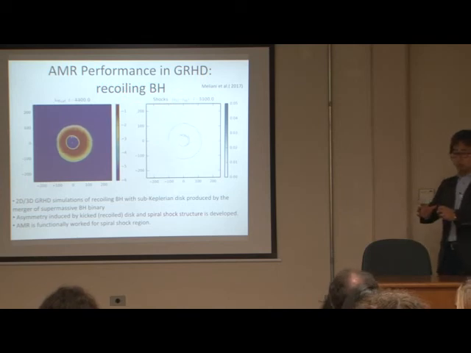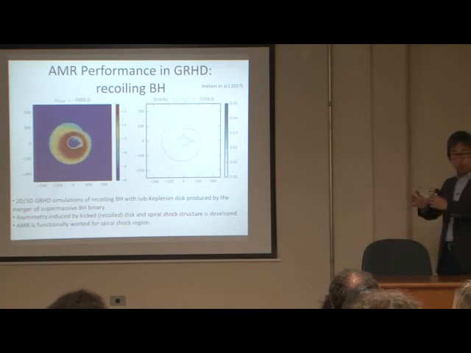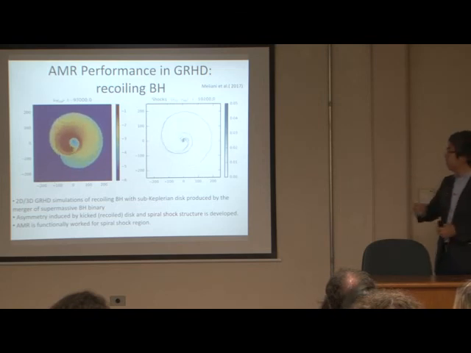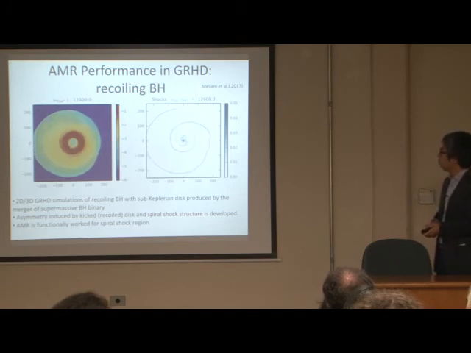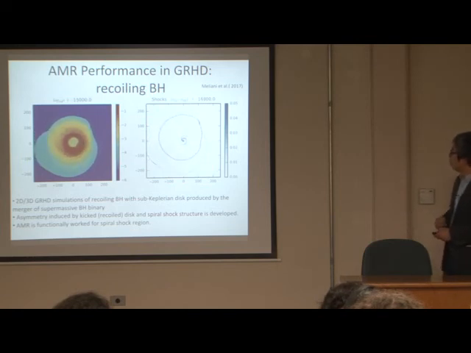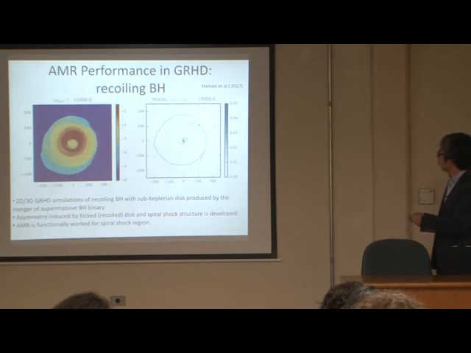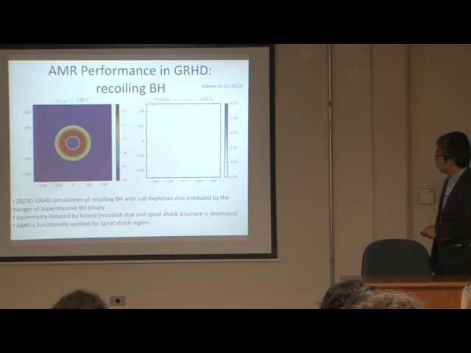Recoiling black hole means that initially we set up the black hole and the accretion torus, but we put in a shift or a kick in one direction. Then this one direction makes a shifted orbit for the rotation, and makes this kind of spiral shock. So now we are looking at how to get the shock position based on the simulation. The AMR is functional in that this spiral shock region is nicely followed by the AMR grid.